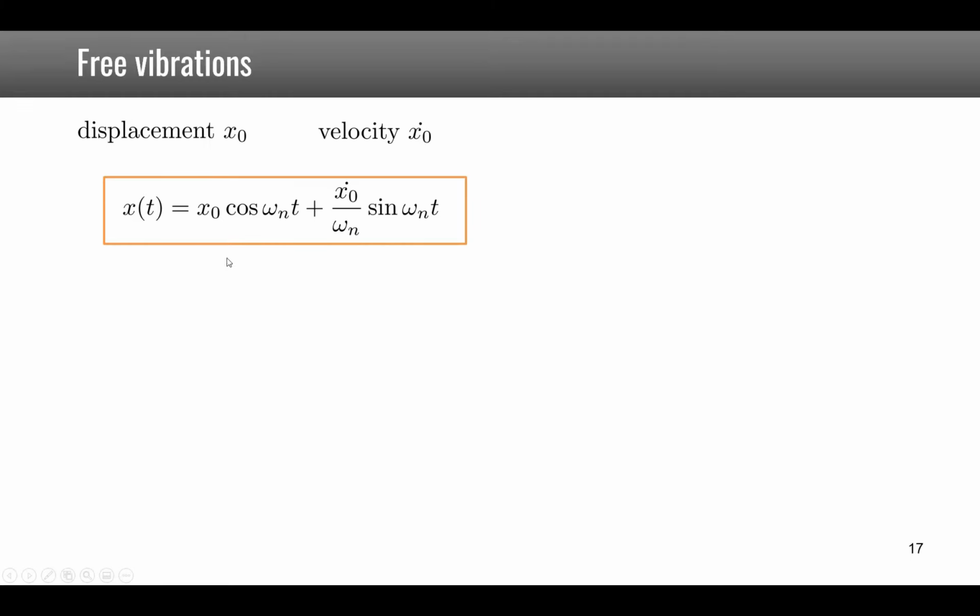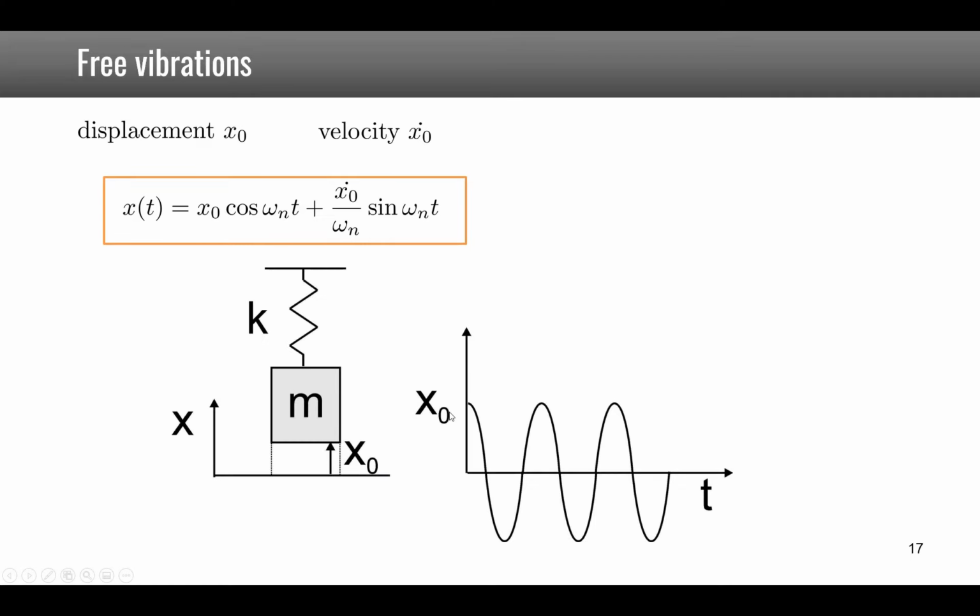Let's take the example where the initial velocity is 0, so you are pulling on the spring, giving an initial displacement x0 and then releasing. In that case, you will only have a cosine function of this type. So the mass will oscillate with a cosine function with time, where the frequency of this signal is given by omega n, which is the square root of k over m.